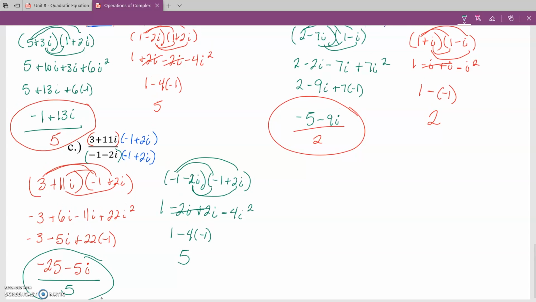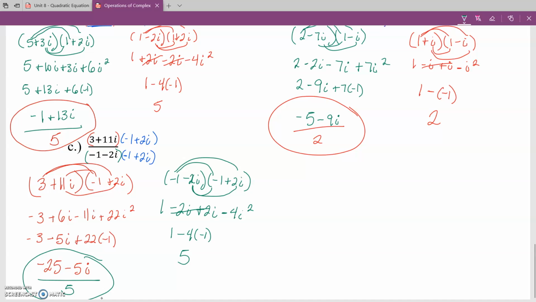And that's it. So remember, your complex numbers are a combination of real and imaginary. You can just treat i like a variable, except for when you get i squared, you're going to change it to a negative 1. And you're not allowed to have i at the bottom. So you have to multiply top and bottom by the conjugate and simplify.